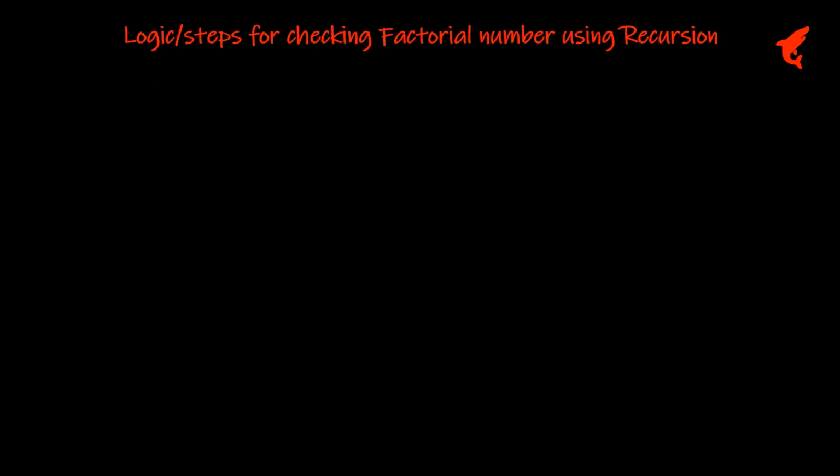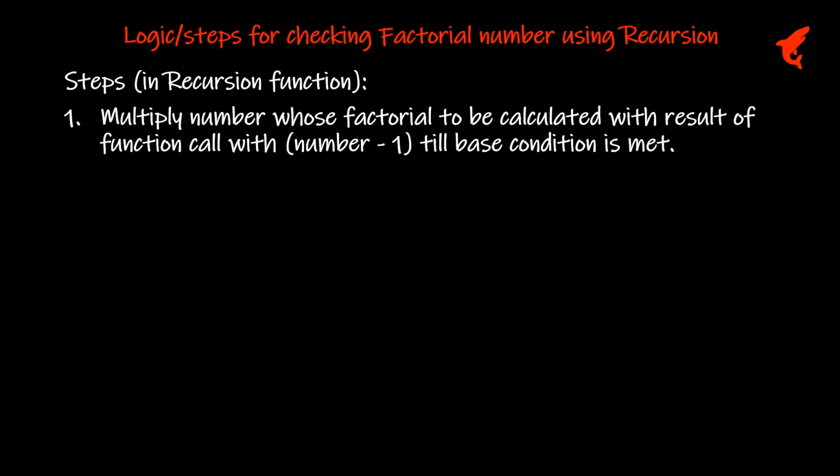Now let's see what the steps in the logic for finding factorial using recursion are. The very first step is that we have to multiply the number with the returned value. The returned value of what? Of the function call, the same function. But to that function we are going to pass an argument that is num minus 1, and we are going to repeat this step till the base condition is met.